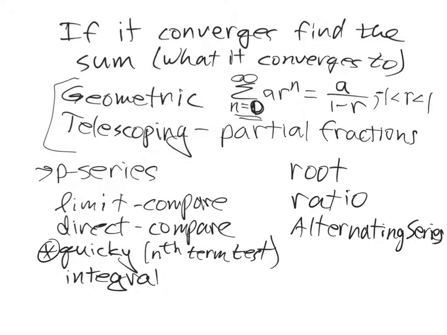What is the test for that? If you have 1 over n to the p, if p is greater than 1, it converges. If p is less than or equal to 1, it will diverge. Okay, so if you can remember that, those two are pretty straightforward.